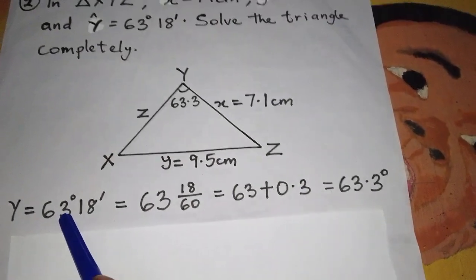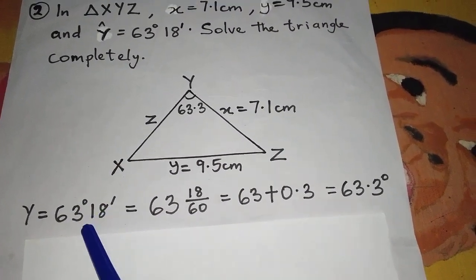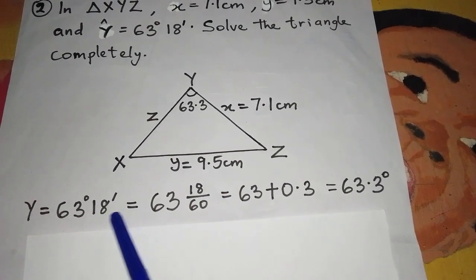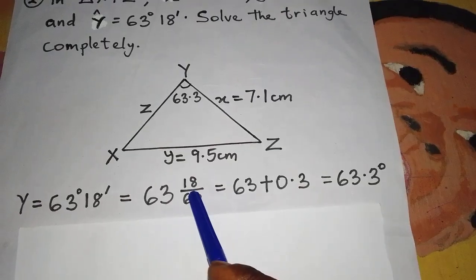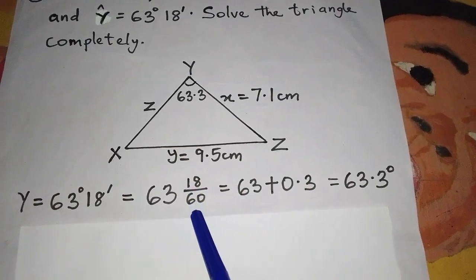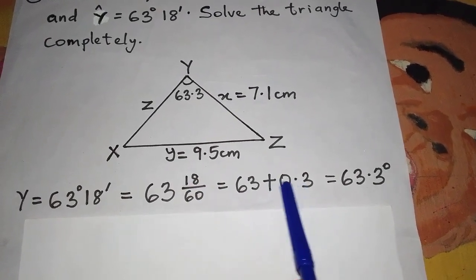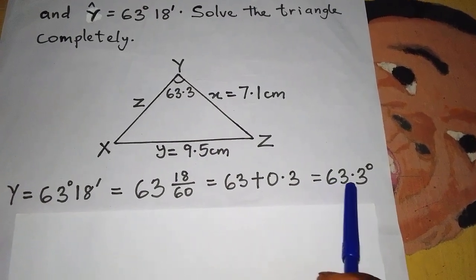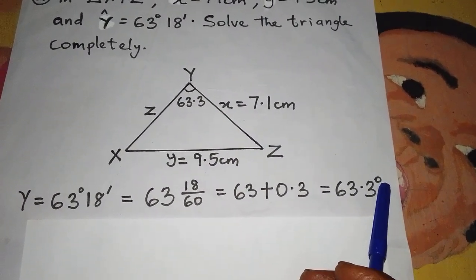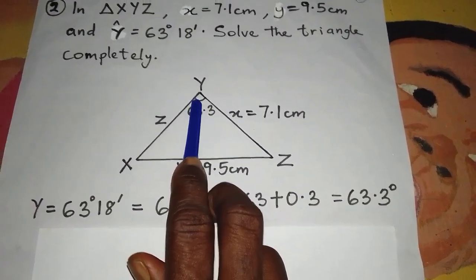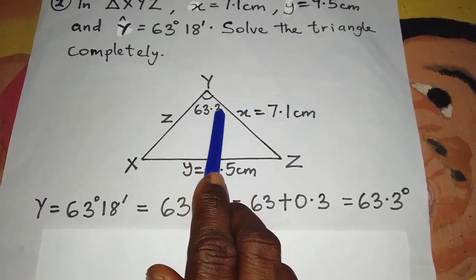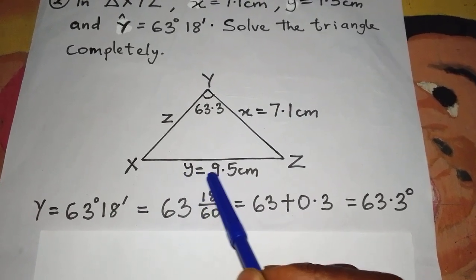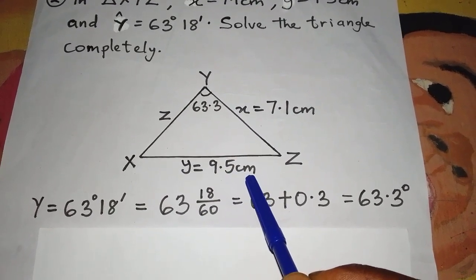So we are having 63 degrees 18 minutes. This 18 minutes is converted to degrees by dividing this 18 minutes by 60. So 18 divided by 60 will give you 0.3. If you add it to the 63 degrees, it will now give you 63.3 degrees. So that means the angle y is 63.3 degrees. The side facing it is what? Small y, which is 9.5 centimeter.